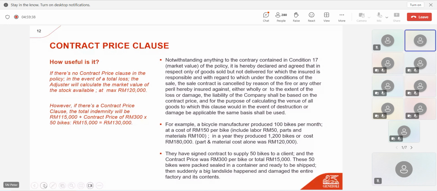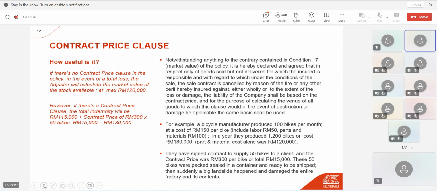So in a nutshell, the moment any customer of yours, or your customer's customer, sold their item and has a contract received for the price, and in the event that before they deliver the item it is damaged or destroyed by the insured peril, then the price of the contract will be paid by the insurance company.